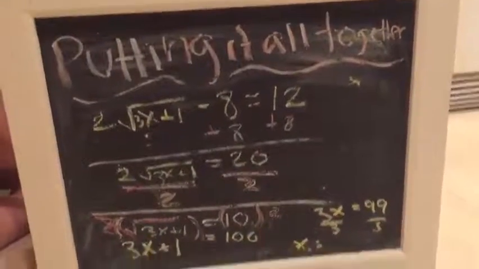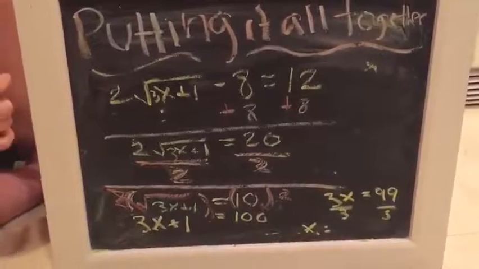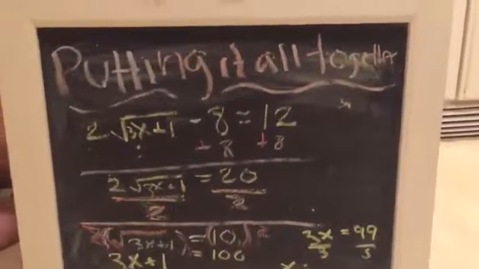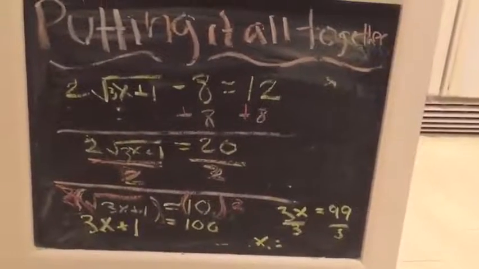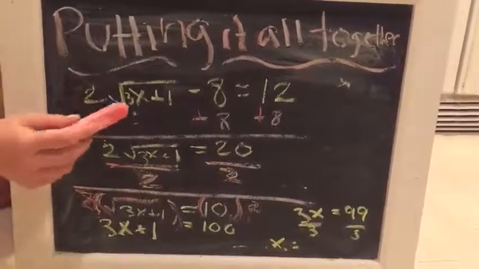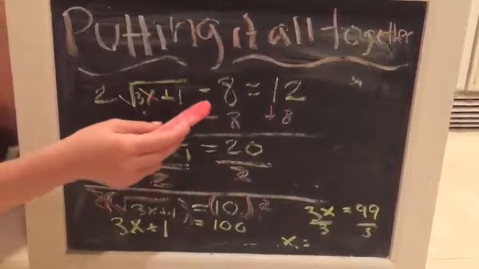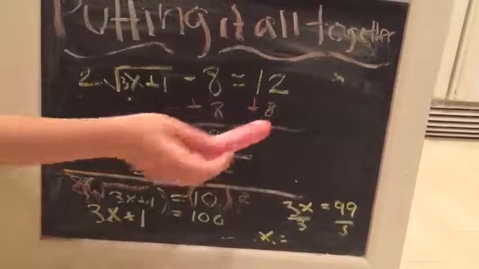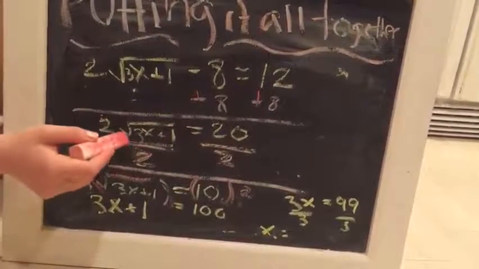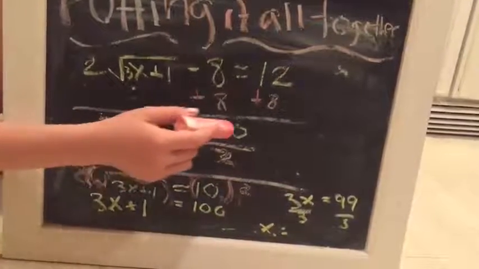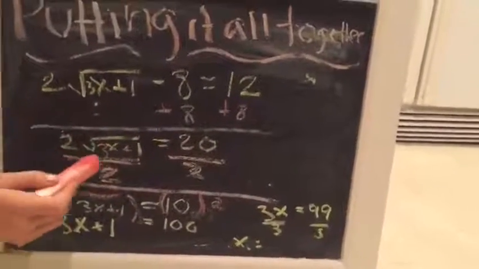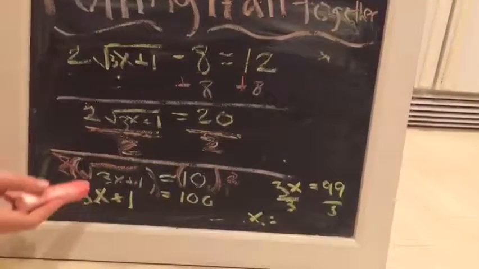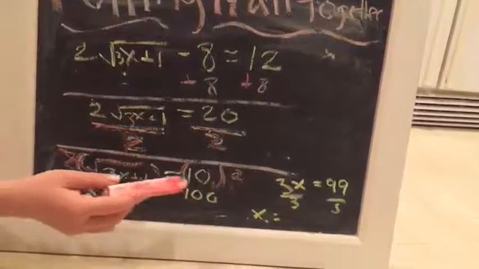Lastly, I will put everything together by solving problems with fractional exponents. So this is an example of a problem that combines all that we learned in this lesson together. So we have 2 rad with 3x plus 1 in it, minus 8 equals 12. So the first thing you do is you add 8 to both sides, and that will ultimately give you 2 rad with 3x plus 1 equals 20. The next thing you do is you divide by 2 on both sides, and that will ultimately give you rad 3x plus 1 equals 10.